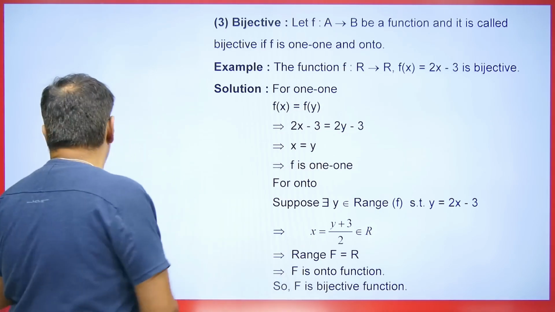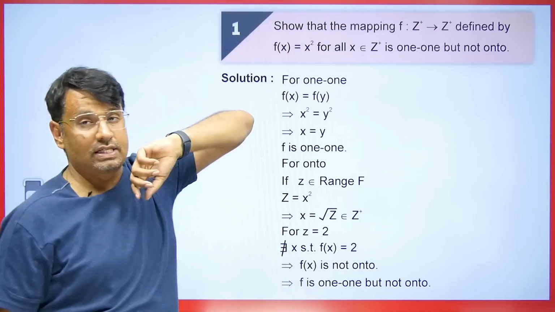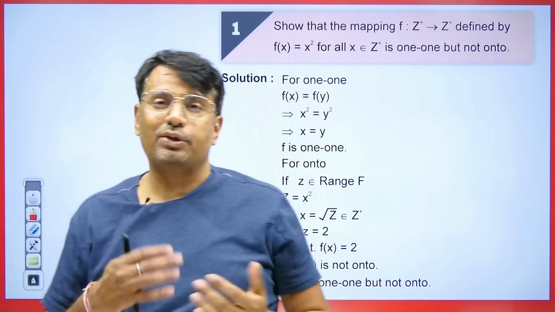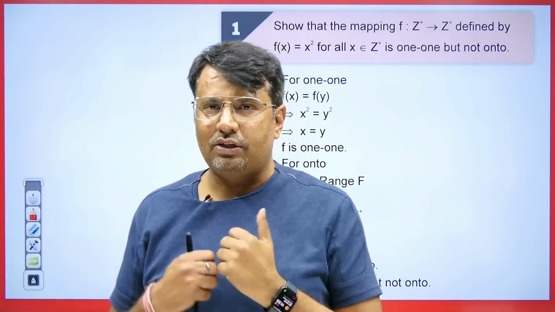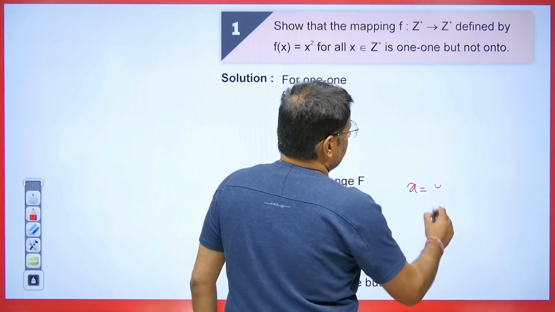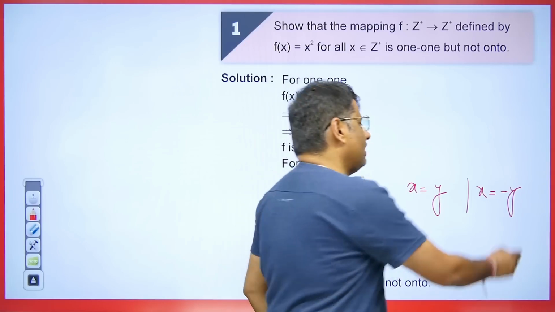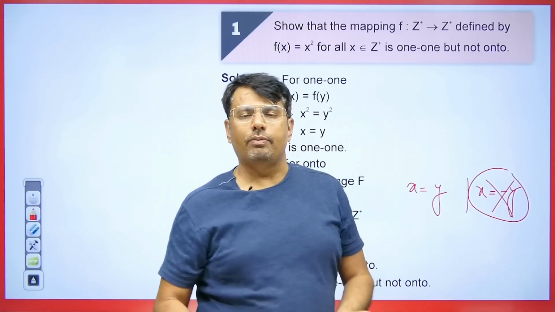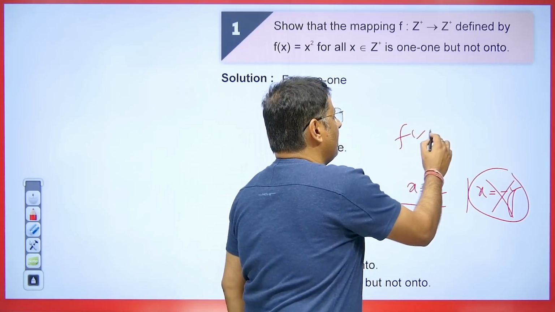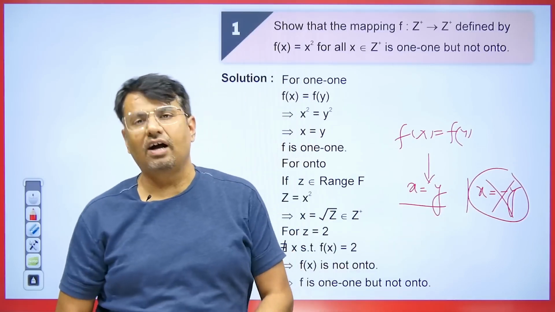Now let's move ahead. Next, show that the mapping f: Z+ to Z+ defined by f(x) = x² for all x belonging to Z+ is one-one, but not onto. You will say, sir, you just asked this question and you said that this is not a one-one function. I solved it and showed you that the value of x was y and the value of x was -y. But here it is going from Z+ to Z+. So we need to discard this. We can't have a negative value because it is going from Z+. It means that we take f(x) = f(y) and it will be x = y if we discard this. Then students, we will get a one-one function.